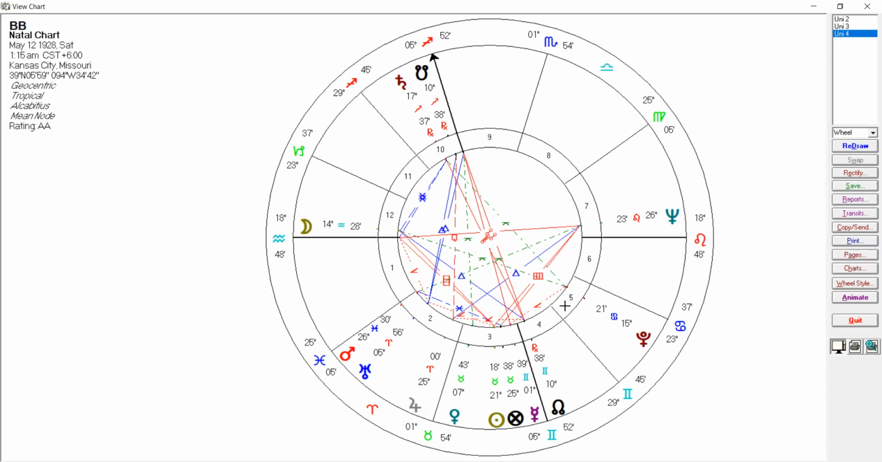So, we're going to look at the exaltation ruler of the 12th. That would be Mars, exalted in Capricorn. So Mars is in the second house in Pisces, which is also ruled by Jupiter.